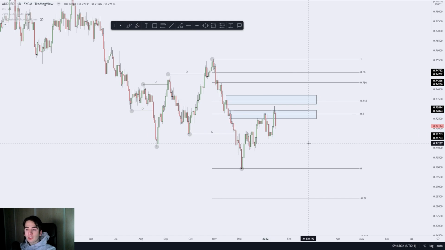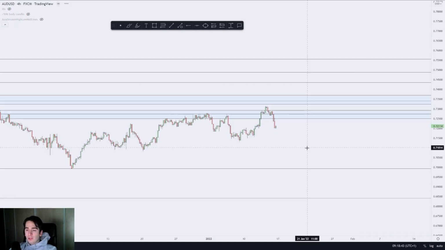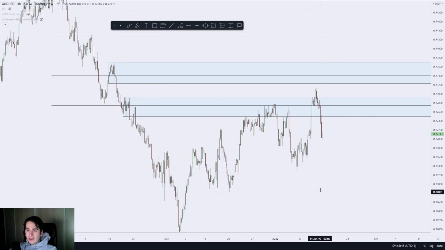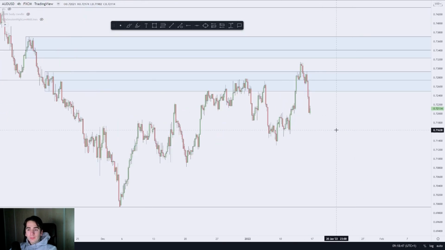Just quickly look at market structure, draw in my fib levels, look at supply and demand levels, and from there I go in towards the 4 hour. So now let's have a look at the 4 hour. What we can currently see on the 4 hour is something pretty different.